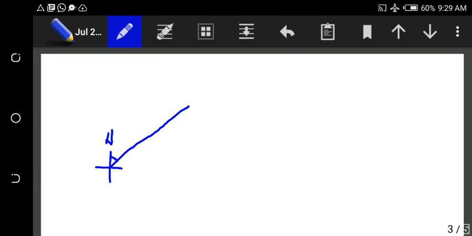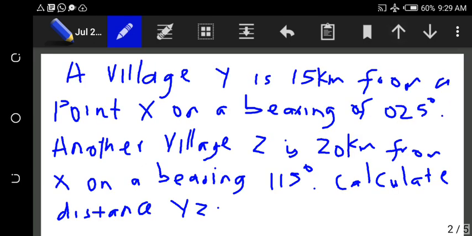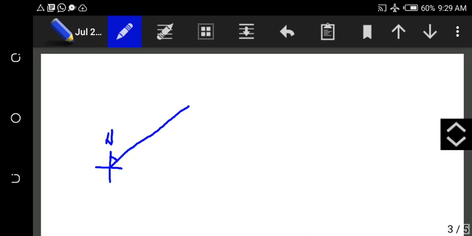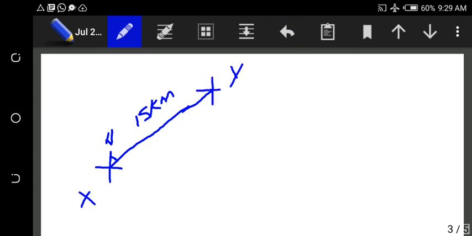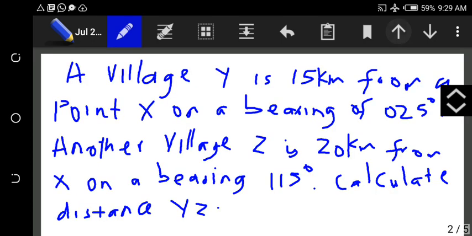That is the equation. Let's go back to that. A village Y is 15 kilometers from a point X on a bearing of 025 degrees. So here is point X, 25 degrees, then you move 15 kilometers, you get to the point Y. So this is where we are now. This point here is Y. Let's go back to the equation.